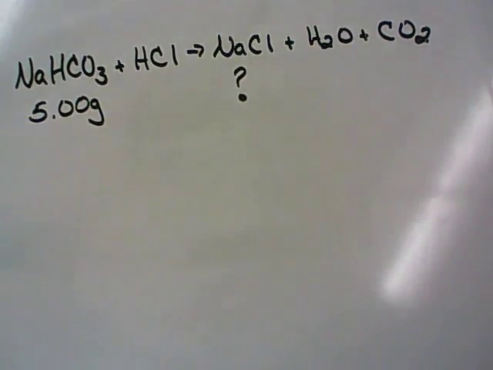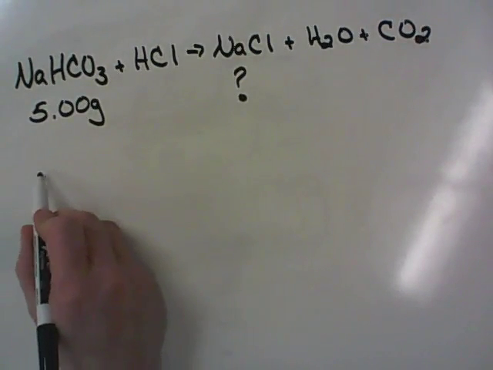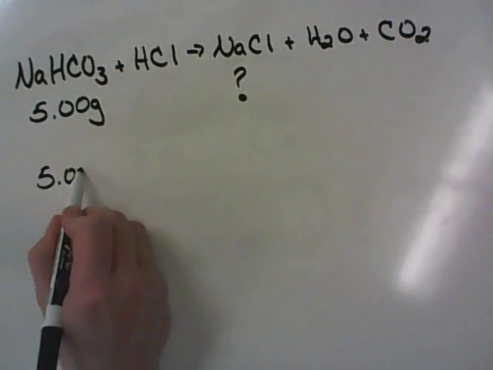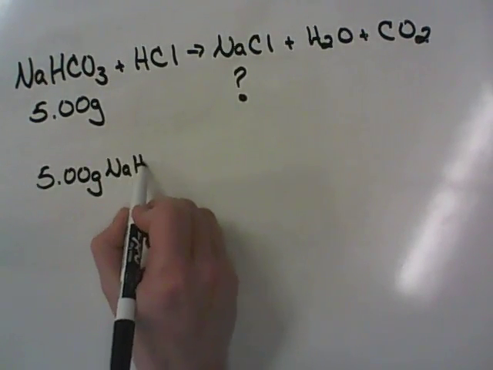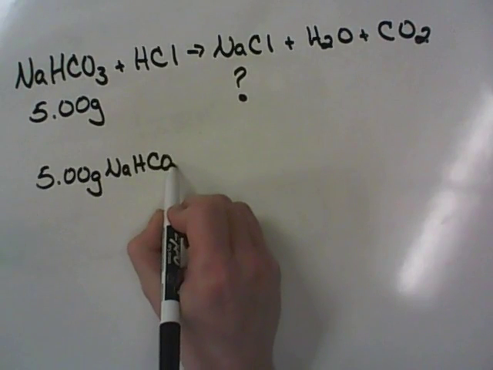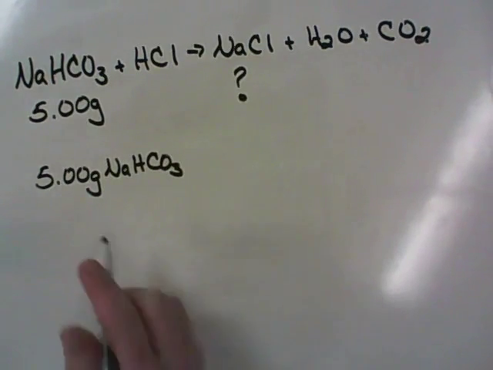Now, how many moles of sodium hydrogen carbonate is 5 grams? That's what we have to figure out first. So, what we're going to be doing is saying if you have 5.00 grams of sodium hydrogen carbonate, the question is, how many moles is that? So I'm going to do this in one long equation.